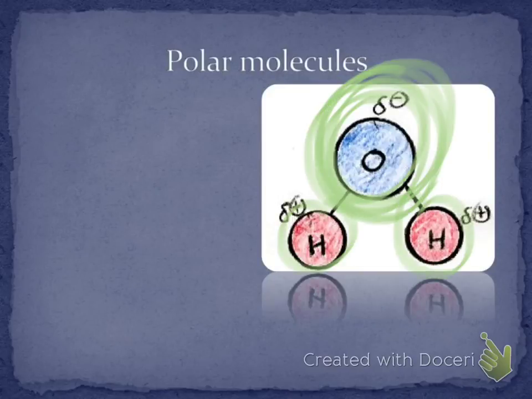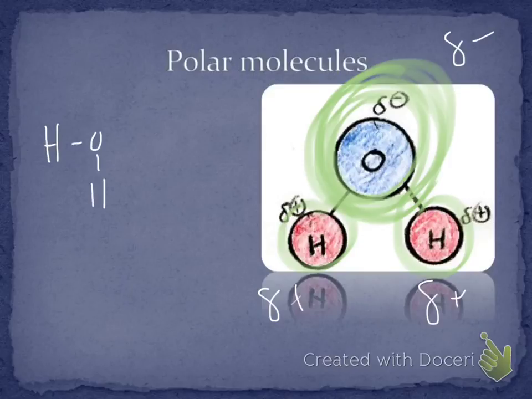So as a result, since they spend more time around oxygen, oxygen's going to pick up a partial negative charge, and each hydrogen atom is going to pick up a partial positive charge. So if we look at a group of water molecules, they're going to arrange themselves so that the positive hydrogen ends are close to the negative oxygen ends.